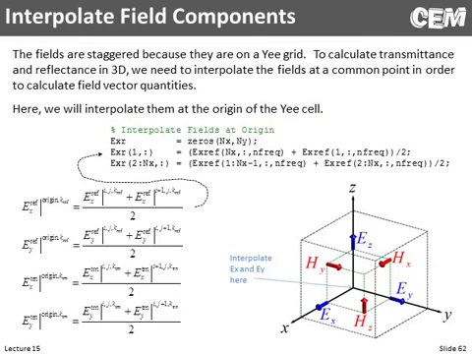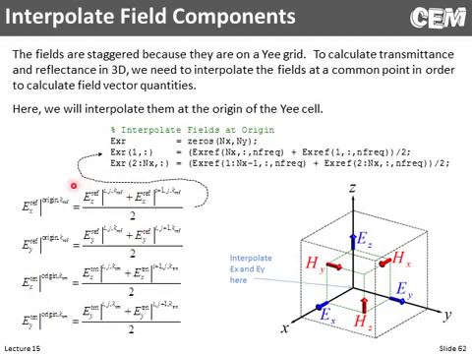Now we have another problem. EX and EY exist at physically different points. We can't readily combine them into a single electric field vector. We need to interpolate those to a common point. So we're interested in combining EX and EY. Let's interpolate both to be at the origin of the cell. And if we wanted the Z component, we'd do the same thing. We would interpolate it to be at the origin.